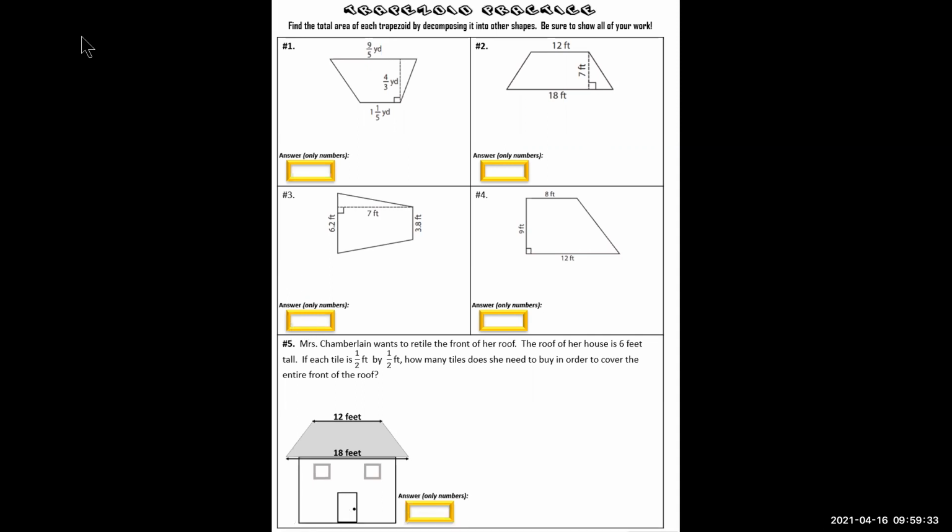I'm going to remind you that for trapezoids, we split these into two triangles. So our area of a triangle is our base times our height divided by 2. Base times height divided by 2. All right, so we already did the first trapezoid with you in class, so I'm not going to go over that one again.